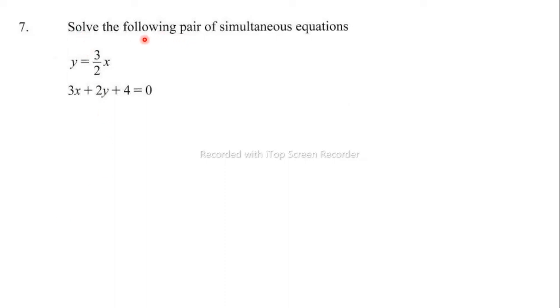Solve the following pair of simultaneous equations. This is a simultaneous equation because we are to solve the variables simultaneously, at the same time. That's what simultaneous means. We're solving them at the same time, or together. Like I said, there are two ways to do simultaneous equations. We could either do substitution or we could do elimination.